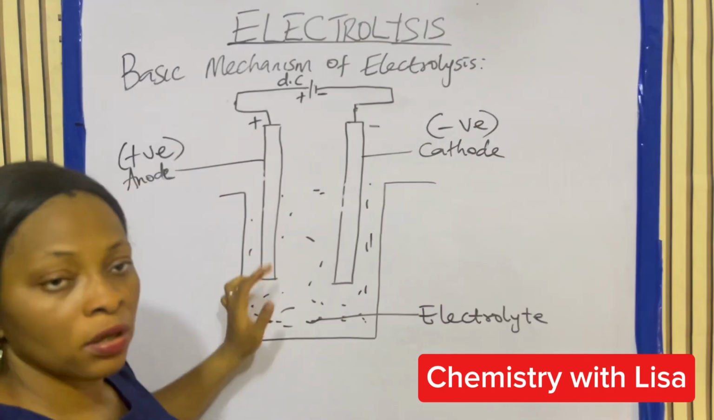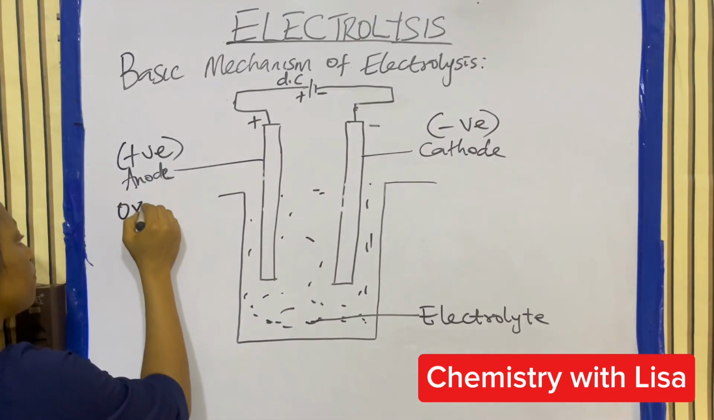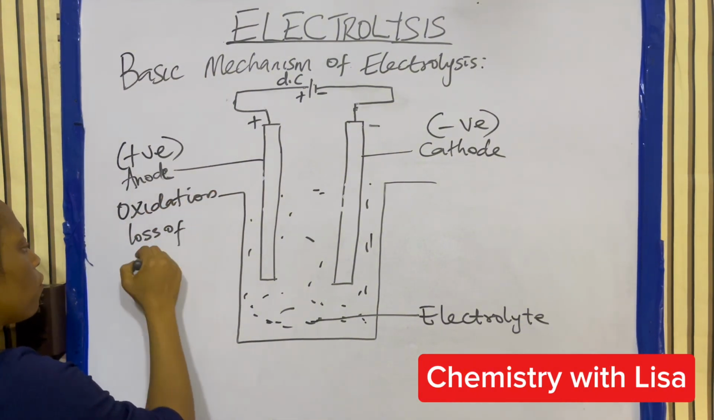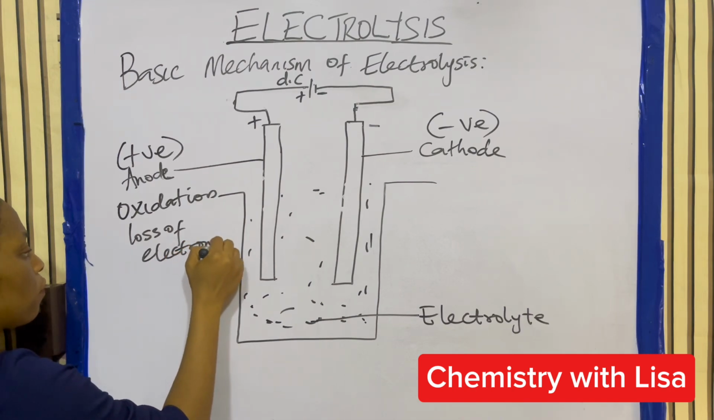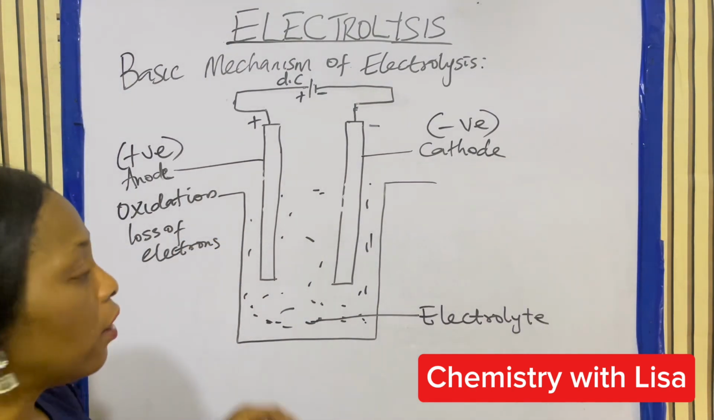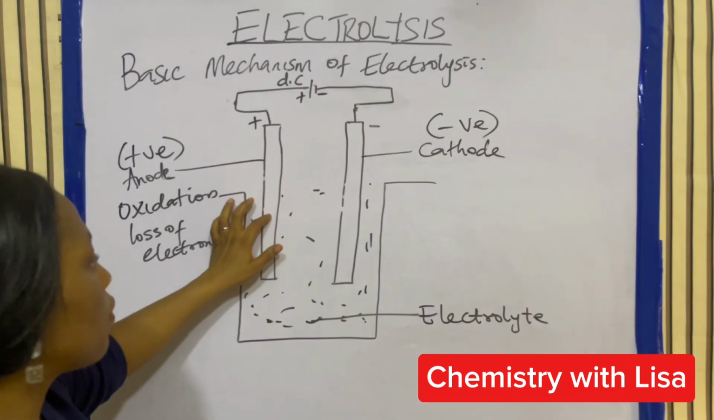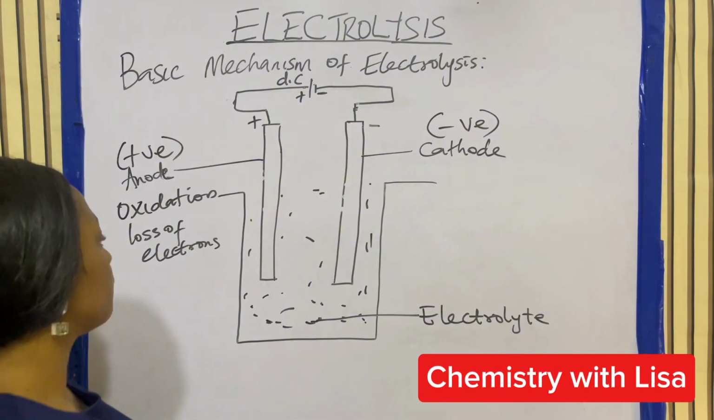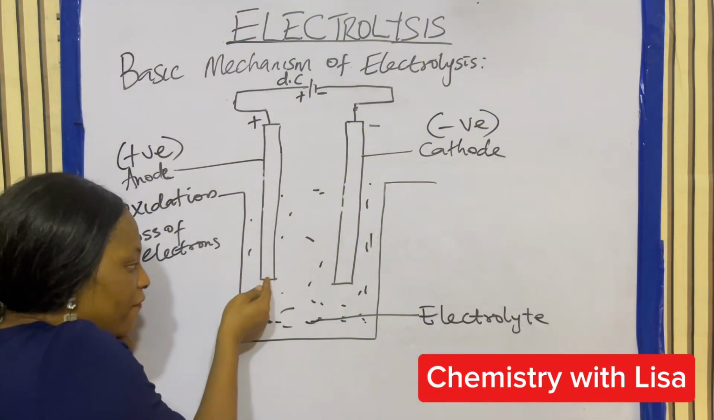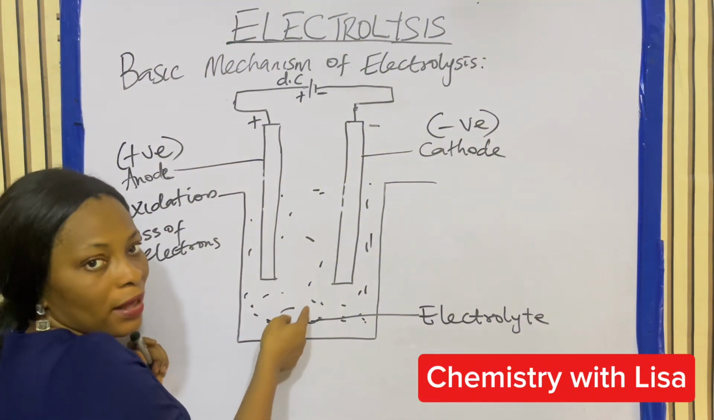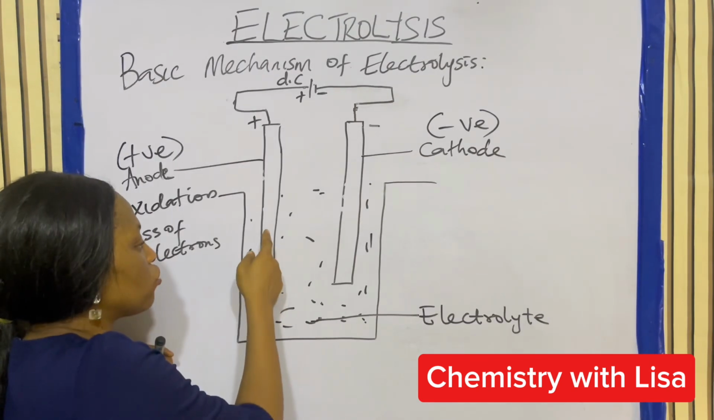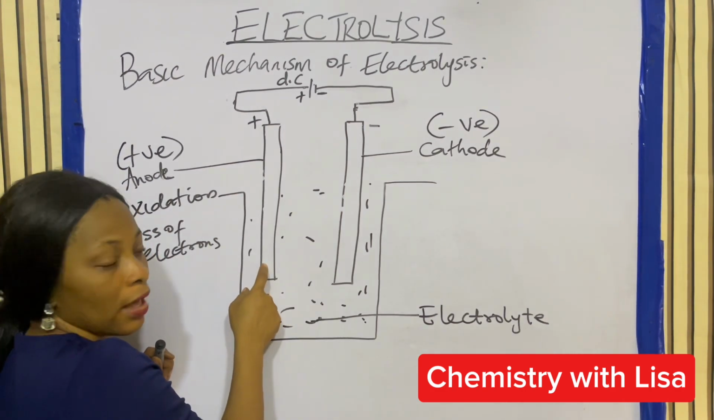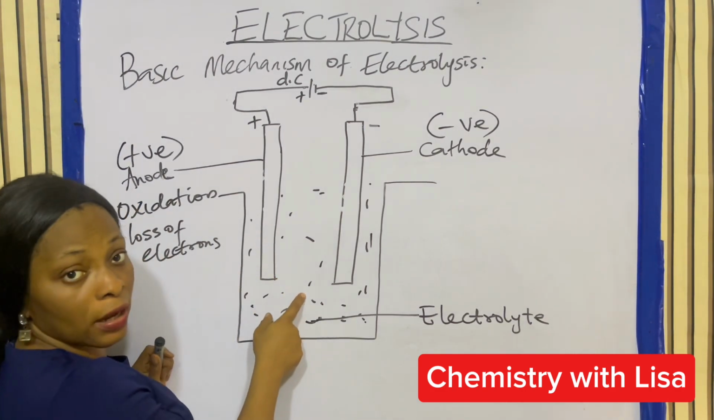So what actually happens here is that in the anode, there is what we call oxidation. Oxidation simply refers to the loss of electrons. So electrons are lost at the anode. During electrolysis, electrons leave the anode and enter into the electrolyte.